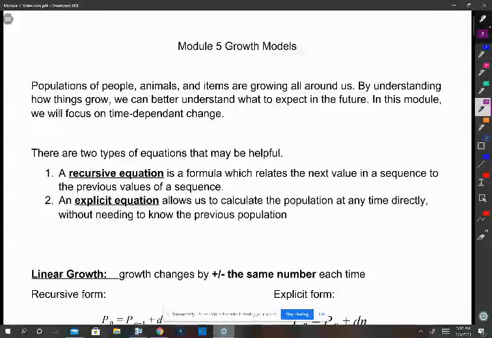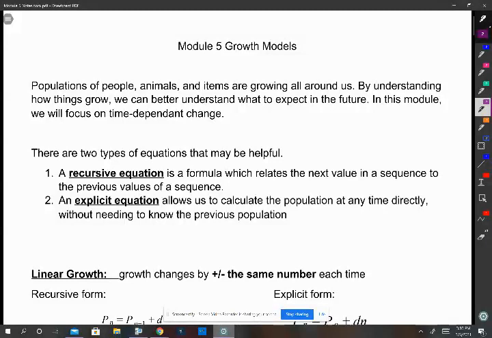As you look at growth models, the main reason we look at it is because it helps us understand how things are growing in the world. Population in an area determines what kind of businesses are going to be built, what kind of roads are going to be needed, how many schools are going to be needed. And so growth models are very useful in our everyday world.